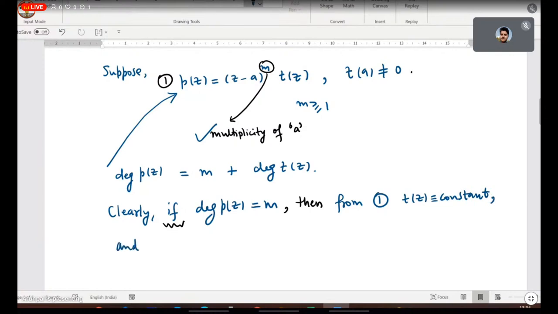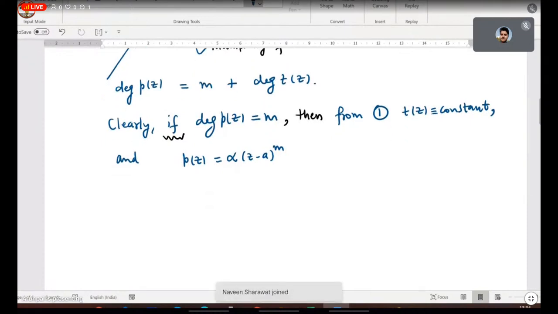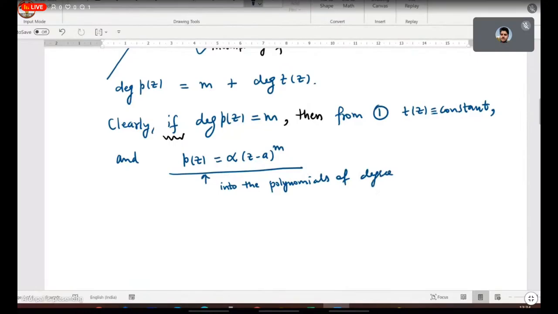And class, p(z) will be something like some constant into (z minus a) to the power m. Is this okay, class? Right, and then in such a situation, we say that we have completely factorized this p(z) into polynomials of degree 1. Is this okay, class?